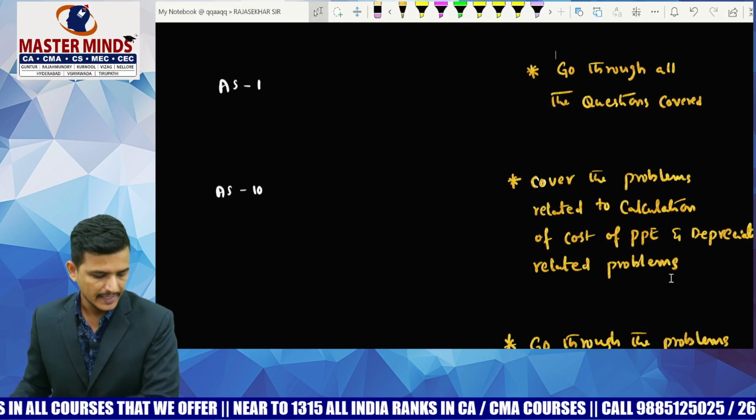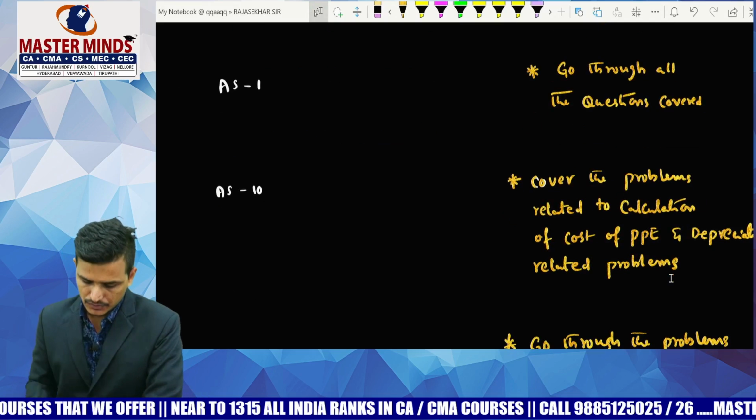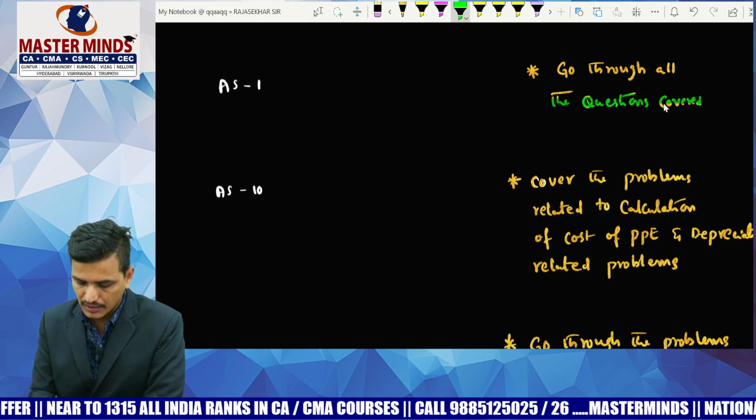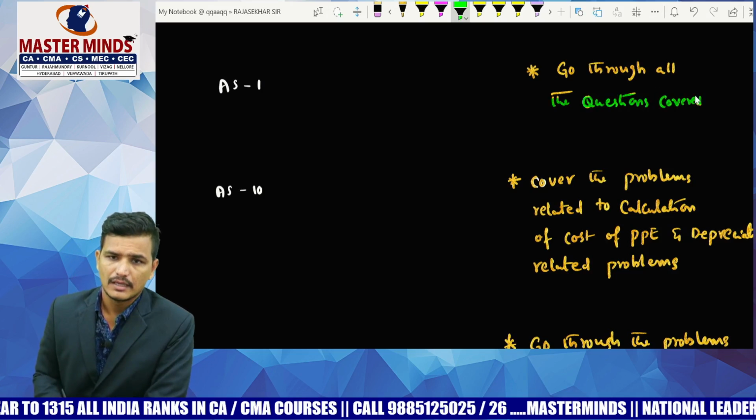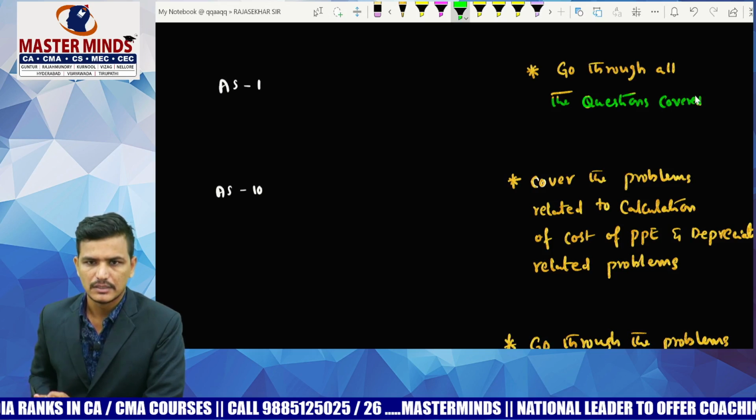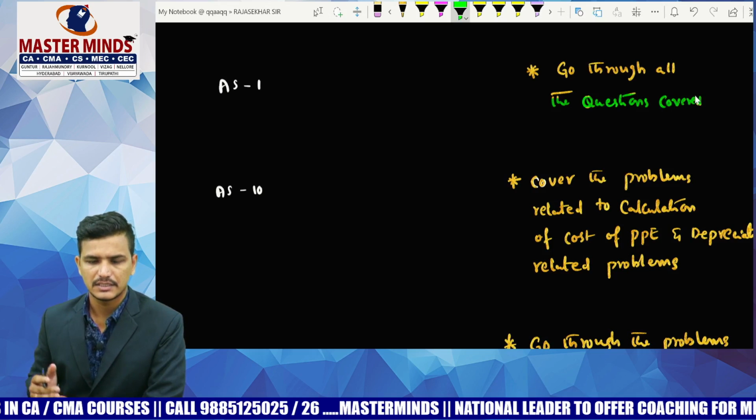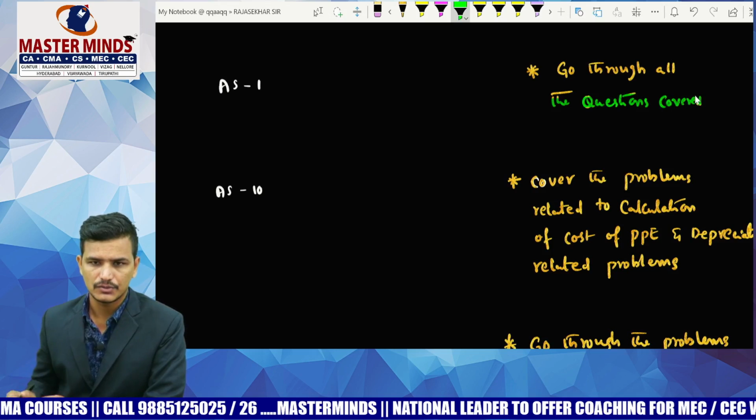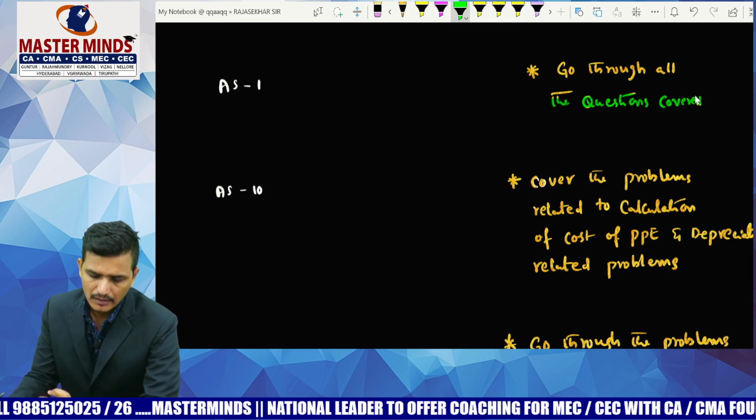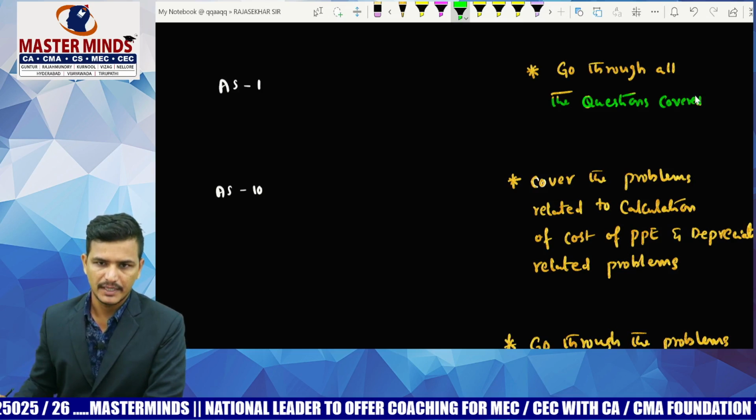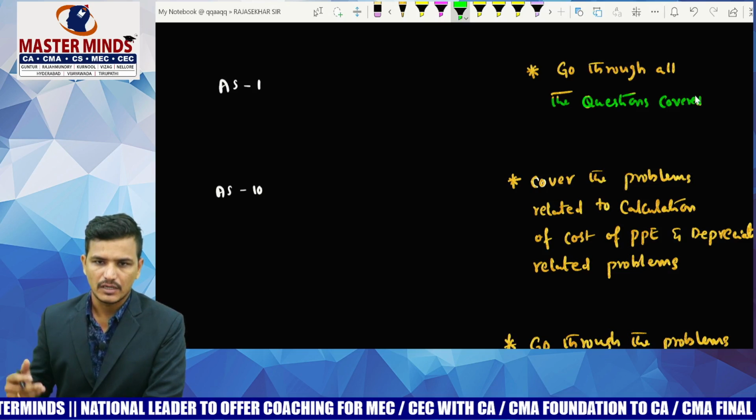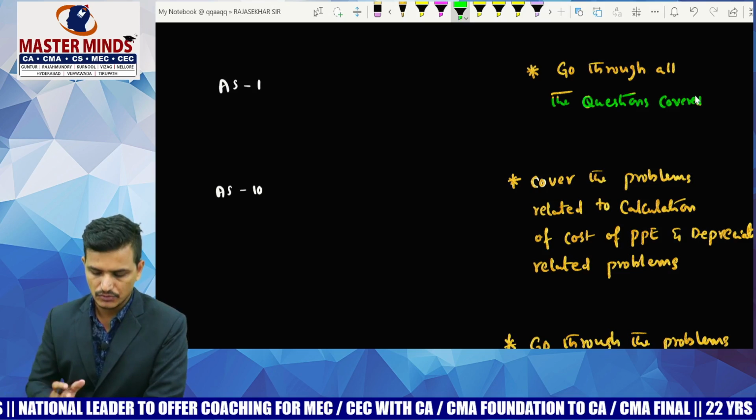Next, coming to AS1. In case of AS1, just go through all the questions covered in our material. A question is frequently given from AS1, that is, disclosure of accounting policies. It will take only around 5 to 10 minutes if you have already revised this accounting standard during your revision time. Some true or false questions and some disclosure of accounting policies questions will be there. Just go through all those questions.